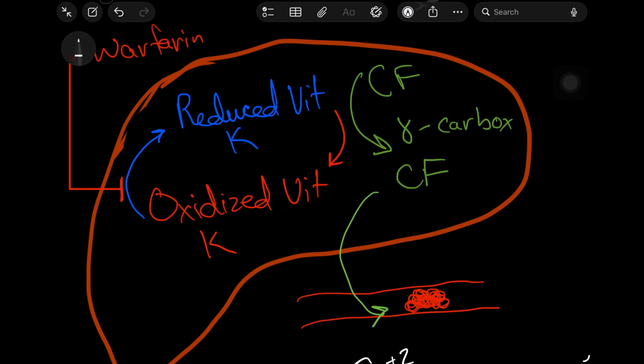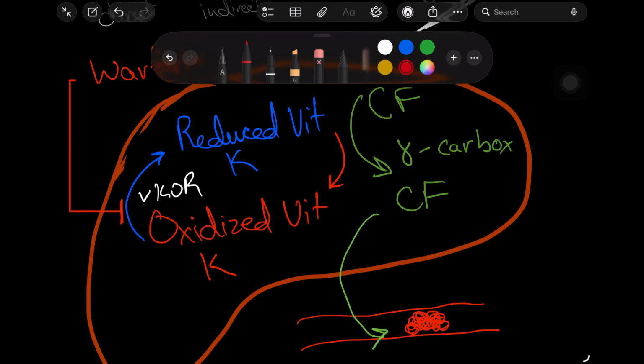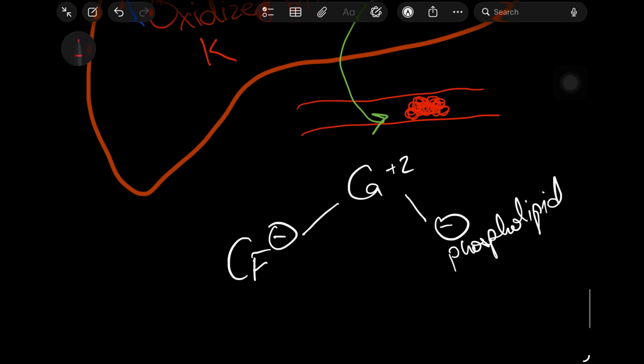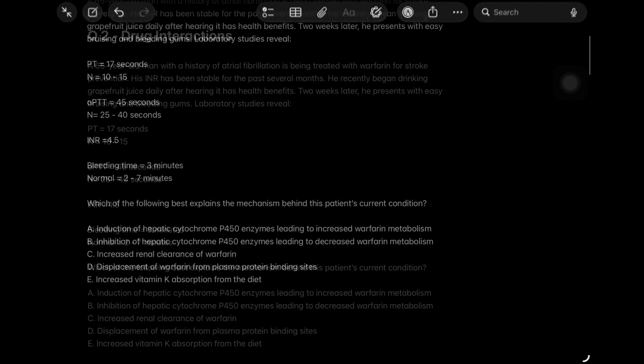And when vitamin K is used to carboxylate these clotting factors, it's then oxidized, and vitamin K epoxide reductase, this little enzyme over here, VKOR, is used to turn the oxidized vitamin K back into the reduced form. And this is where warfarin actually exerts its negative effects. Warfarin inhibits this enzyme and prevents the reduction of vitamin K, so it can't be reused. Hopefully that explains option B.